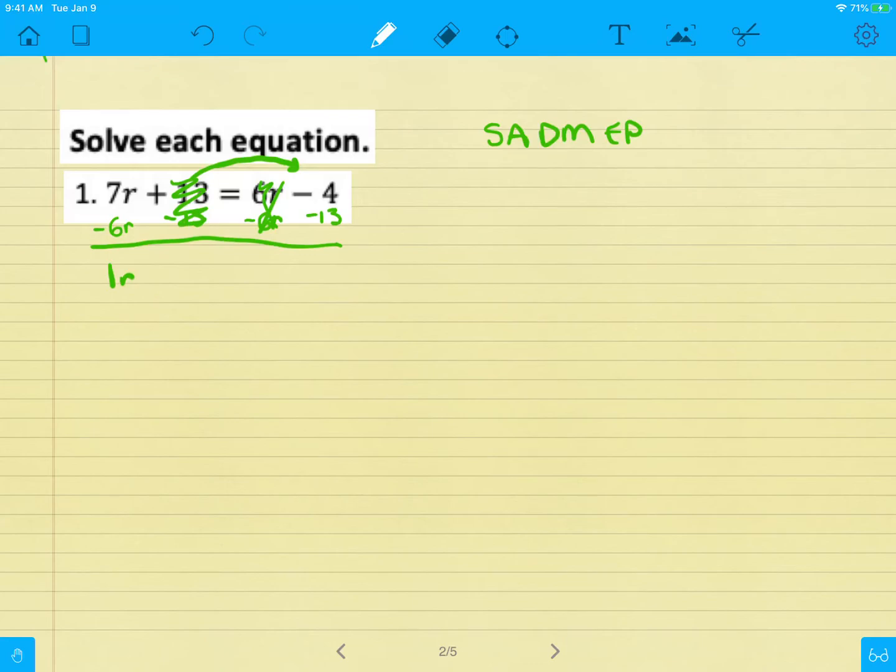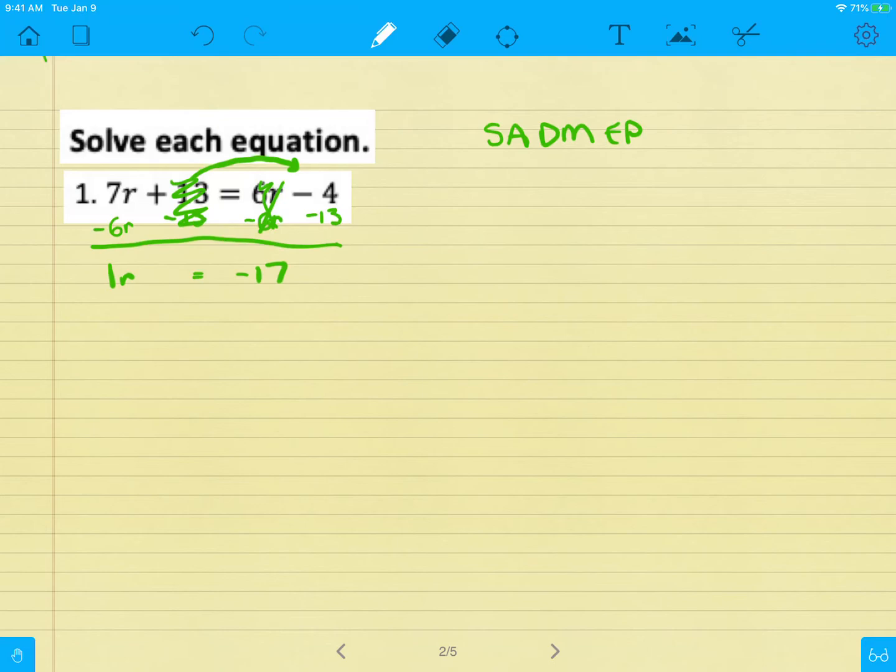How I think of it is I just drag things. If I drag it across the equal sign, it becomes the opposite. So if I drag that 13 across, it's subtracting. So negative 4, and we're subtracting 13. If you typed it in a calculator, you should get negative 17 on the other side.